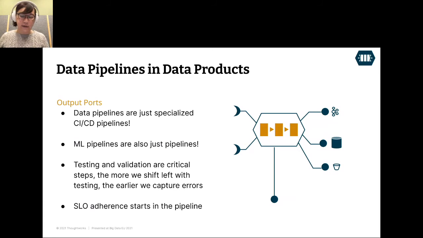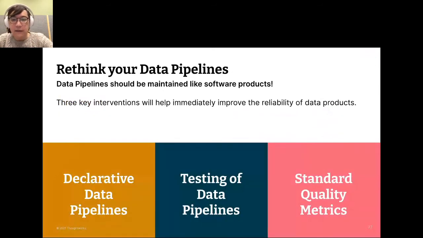We want to push things farther away from the consumer and more towards the source. We want to change the ownership of data. And SLO adherence actually starts in your data pipelines. If you can catch errors early, you're going to be much more able to react to them early and to maintain your reliability targets. So in order to do that, we need to rethink how we're doing data pipelines. There's a couple of different ways that we can do that.